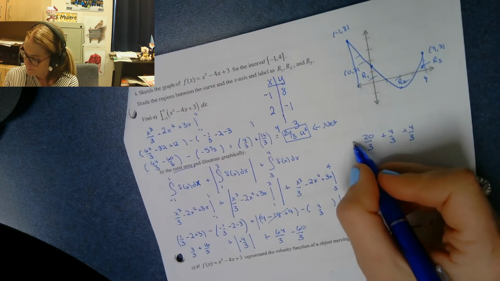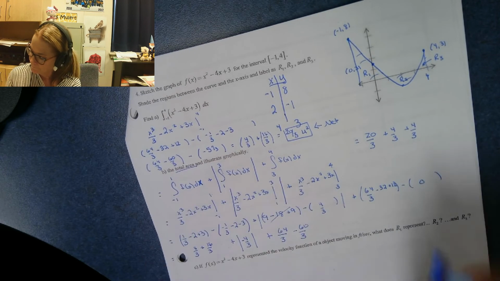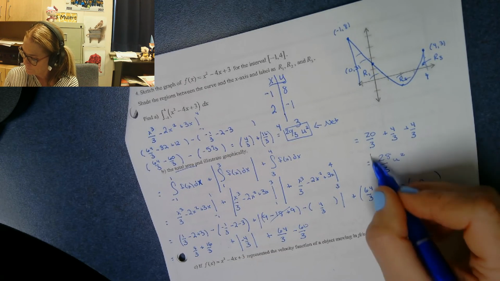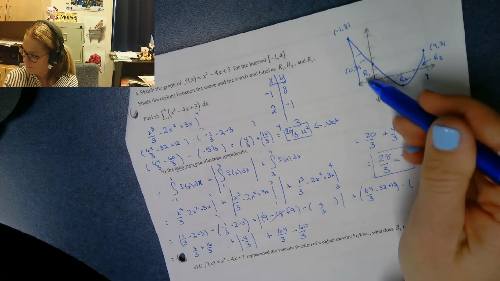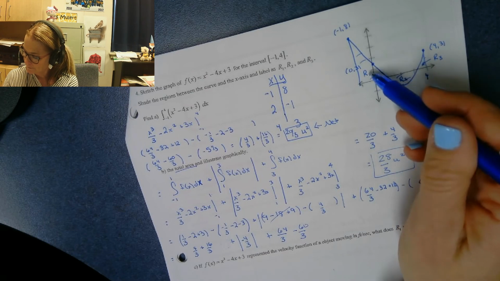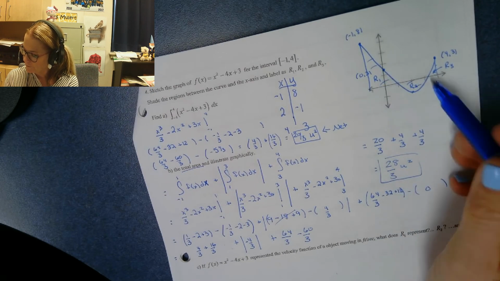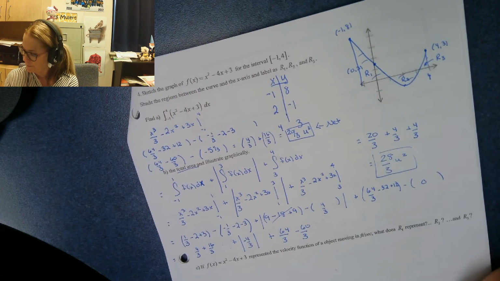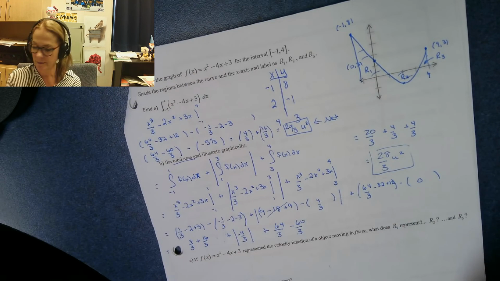All right, so total area, 28 over 3 units squared. Kind of interesting that this first piece was also that, right? That was also, so these two pieces must have been the same. Interesting. All right, next one. Did I do everything there? All right, let's move on.